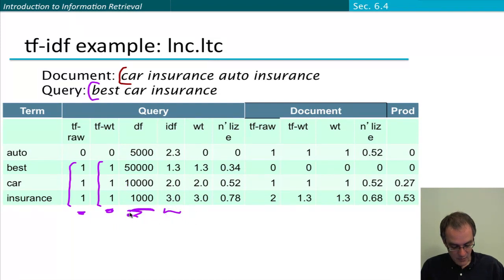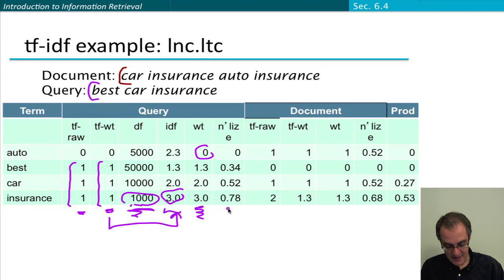The rarer words like insurance are getting the highest weighting there. We then multiply this column by this column, which ends up looking just like the document frequency score except for the word that didn't occur. And then we turn that into a unit vector with cosine normalization. And so this is our final representation of the query vector.